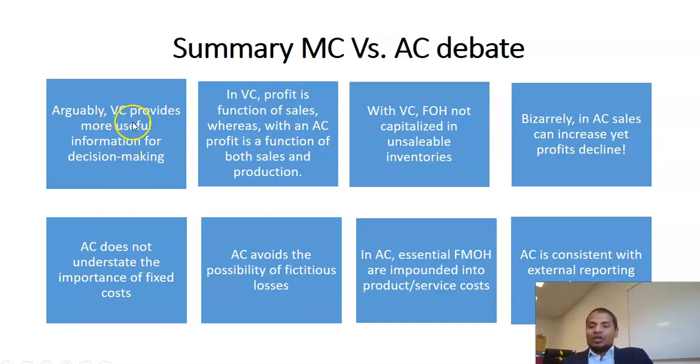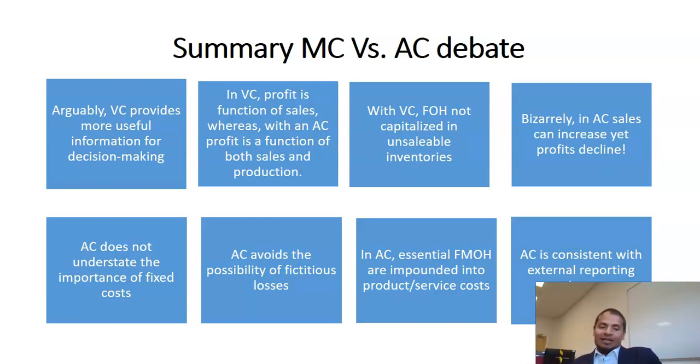All right. And this is the summary of what we discussed today, marginal costing and absorption costing. Marginal costing or variable costing provides more useful information than absorption costing, particularly for internal decision making. In variable costing, profit is a function of sales, whereas in absorption costing, profit is a function of both sales and production. All right. In variable costing, fixed overheads are not capitalized, right? They are not considered as the cost of inventory. But in case of absorption costing, sales can increase yet profit declines. Okay? This is what can happen because of the seasonal business, as I mentioned before.